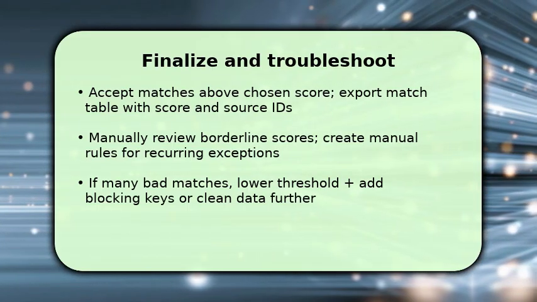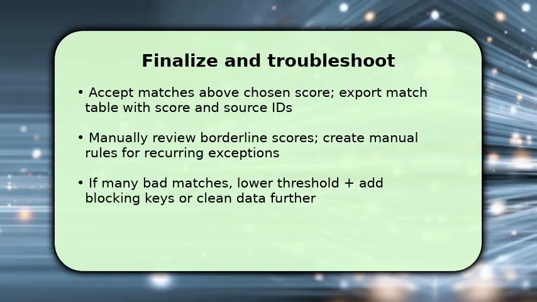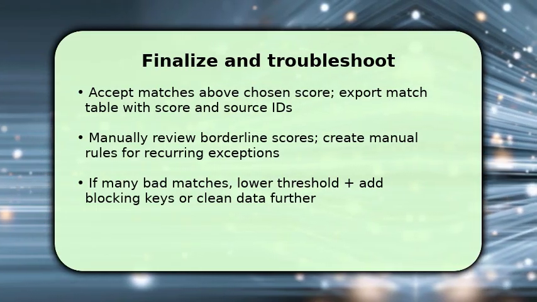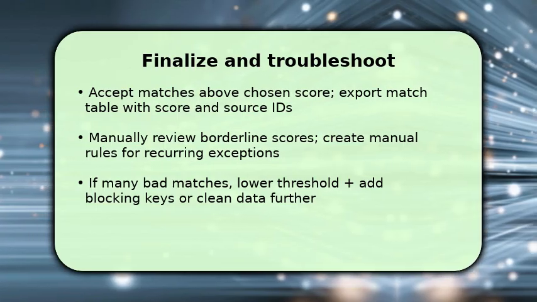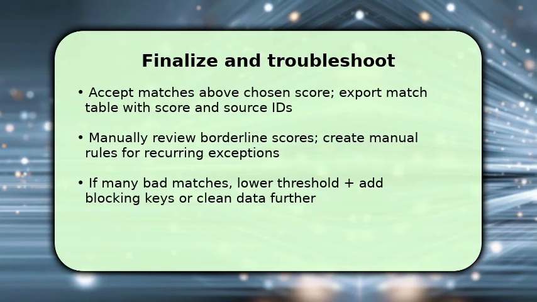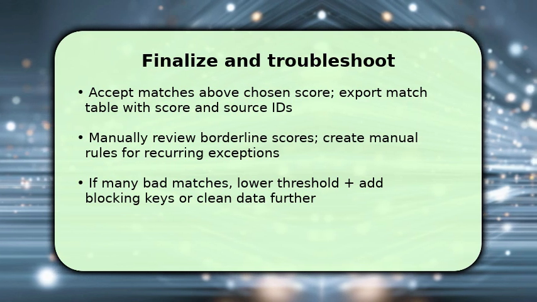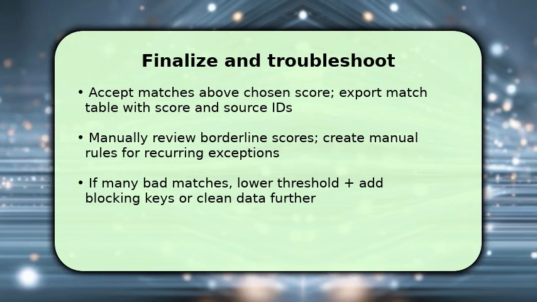If you encounter many incorrect matches, make sure to add blocking keys, for example match on postal code or first letter, or perform additional cleaning like expanding abbreviations. If problems persist, reduce threshold only with extra blocking or token adjustments. This prevents a surge of false positives.